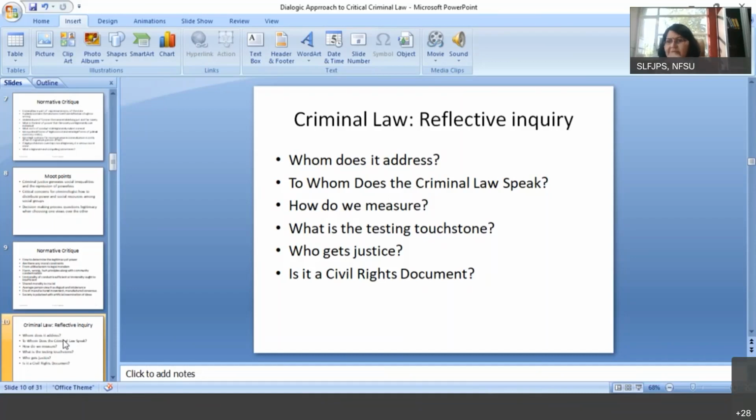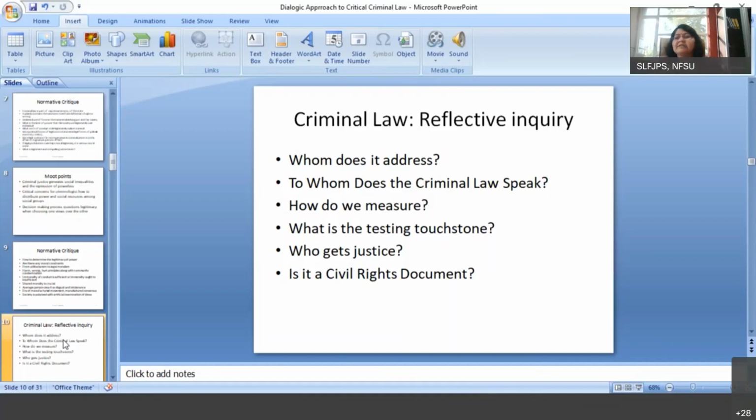Is it addressed to the courts? Is it addressed to the police power? Is it addressed to the common man? It is addressed to whom? So whom does it address? To whom does the criminal law speak?